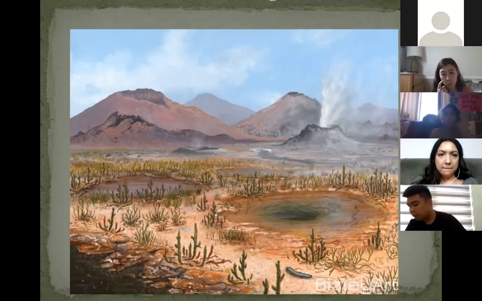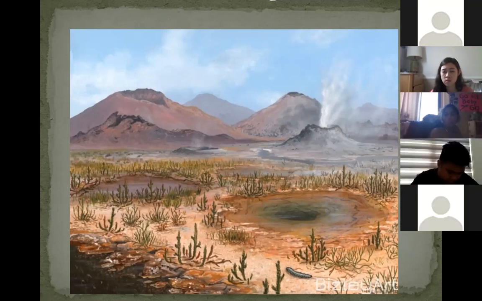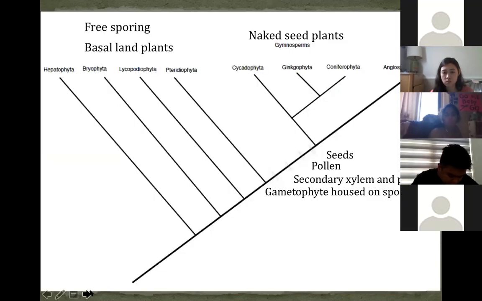There were species in the Lycopodiophyta that could get really, really tall. One of them was Lepidodendron, but that is extinct now, so you don't need to worry about that. But those got really, really tall even without secondary xylem. But for the most part, seedless vascular plants and non-vascular plants were really small.